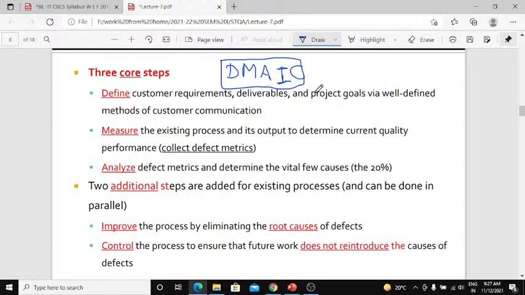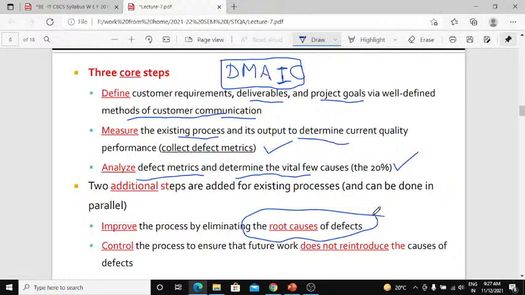Define the customer requirements. Deliverables means the output we are delivering to the customer. Project goals are set through well-defined methods of customer communication. Measure the existing process and its output to determine the current quality performance. Analyze the defect metrics and determine a vital few causes.